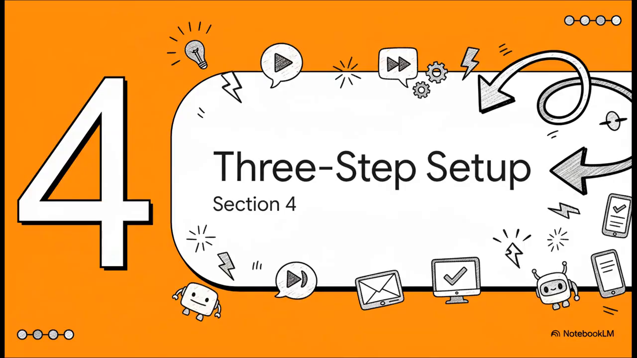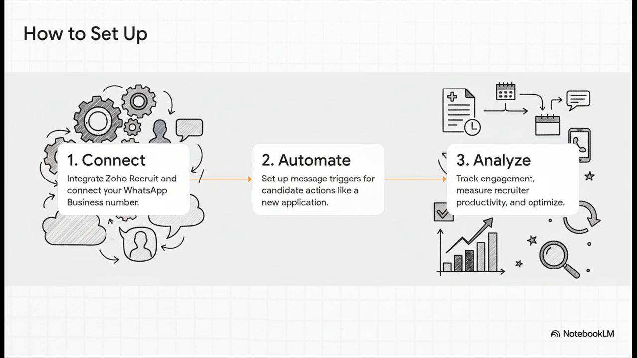Now, you might be thinking this sounds pretty powerful, but also kind of complicated to set up. Let's walk through the setup process because you'll see just how simple it really is. It really is just 3 simple steps. First, you just connect your Zoho Recruit and WhatsApp business accounts. Second, you set up your automation rules. You just decide what action should trigger a message, like a new application. And third, you start tracking your engagement data to see what's working and how you can make it even better.